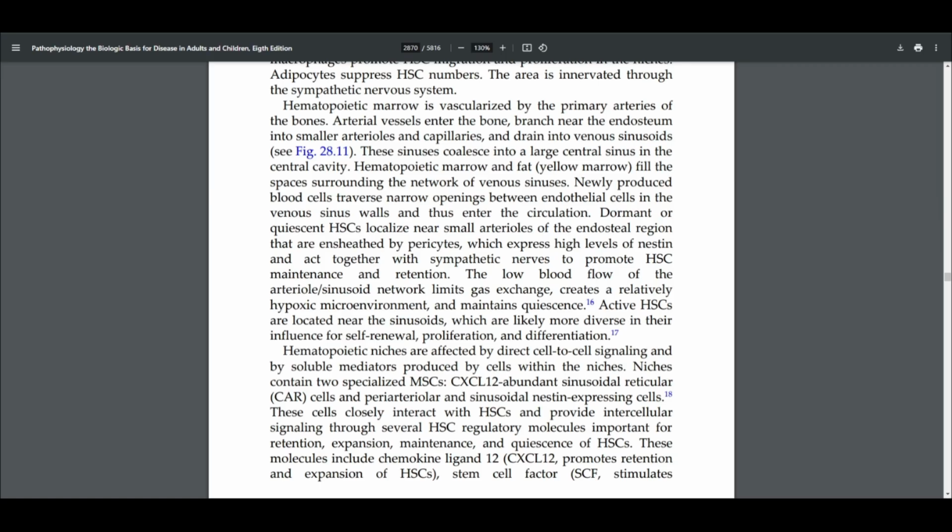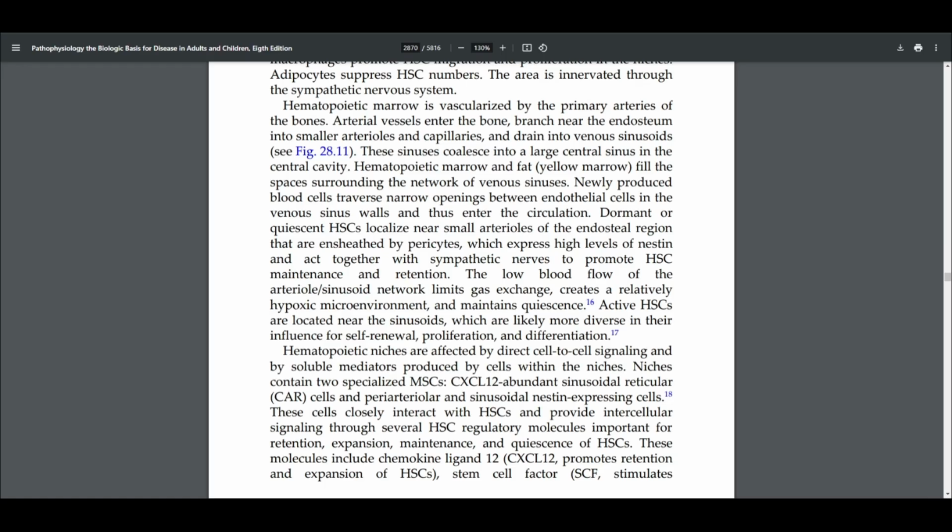Dormant or quiescent HSCs localize near small arterioles of the endosteal region that are ensheathed by pericytes, which express high levels of nestin and act together with sympathetic nerves to promote HSC maintenance and retention. The low blood flow of the arterial sinusoid network limits gas exchange, creates a relatively hypoxic microenvironment, and maintains quiescence.